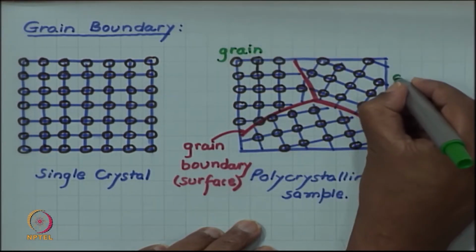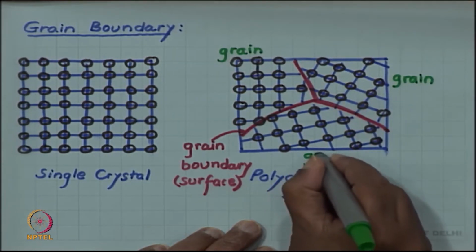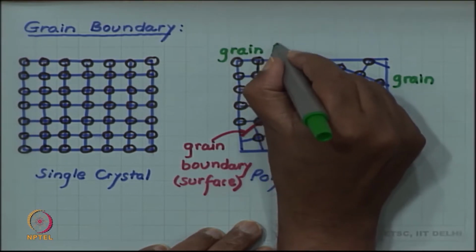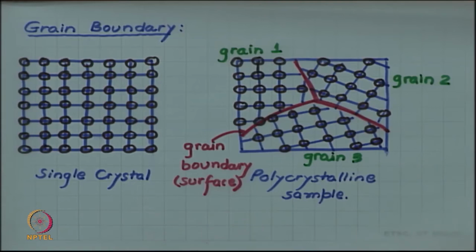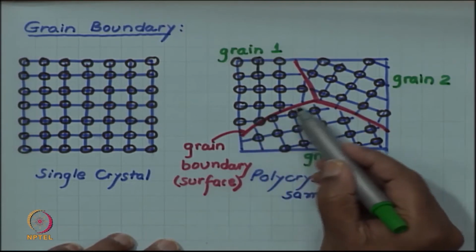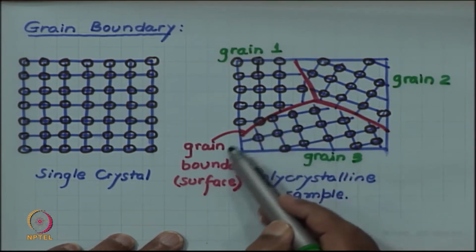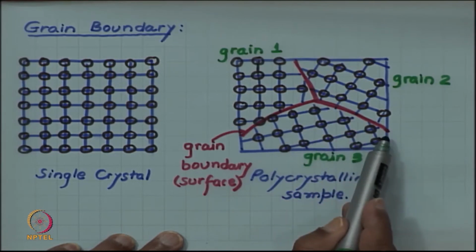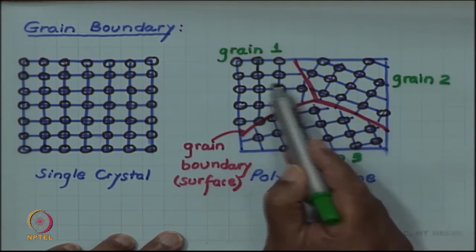So, this is a grain, this is another grain, and this is another grain. So, in my picture there are 3 grains. I can call them grain 1, grain 2 and grain 3. This particular boundary which I have labeled as grain boundary is a grain boundary between grain 1 and 3. This one is a boundary between 2 and 3, and this one is a boundary between 1 and 2.